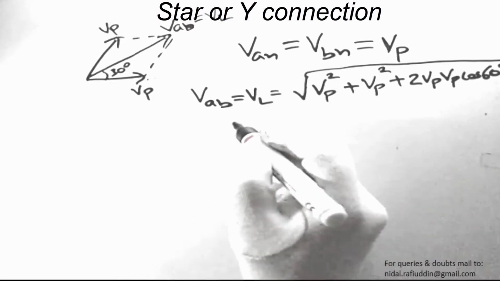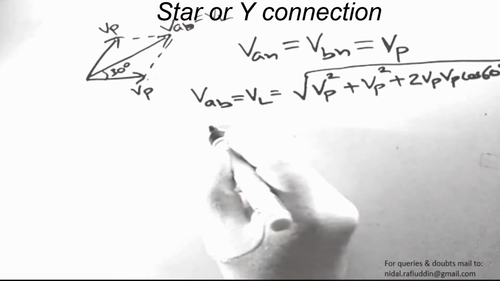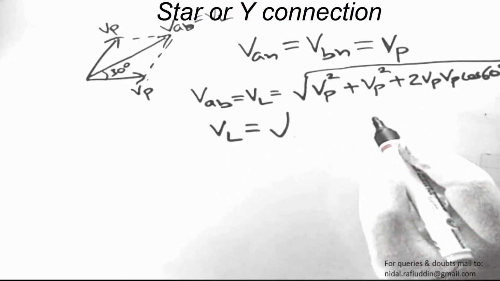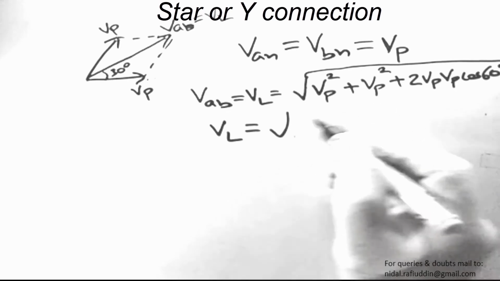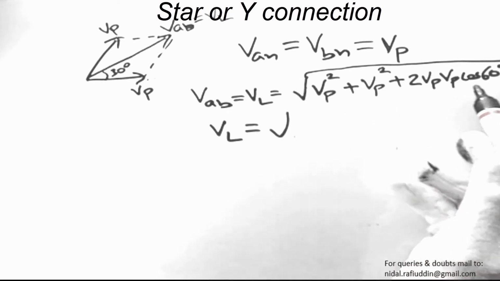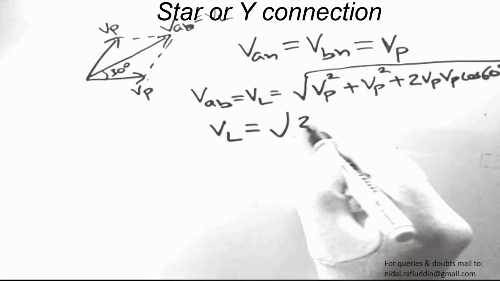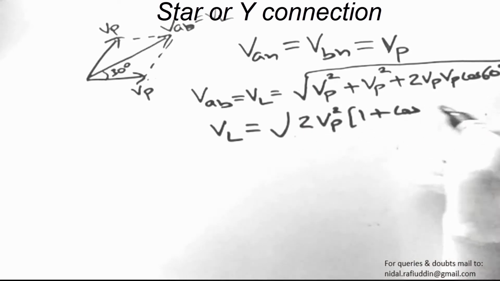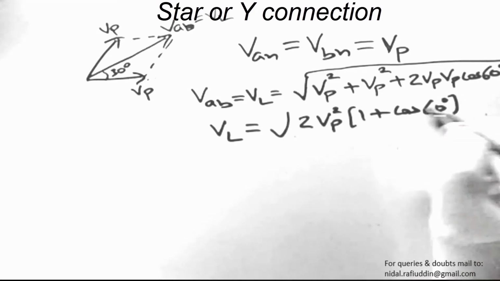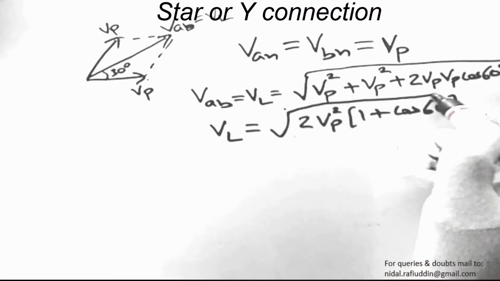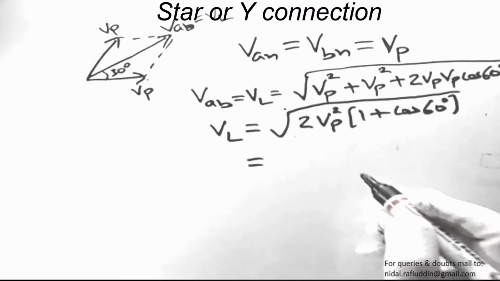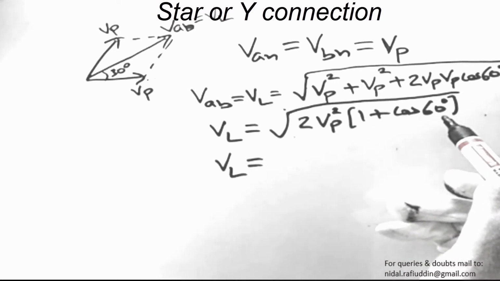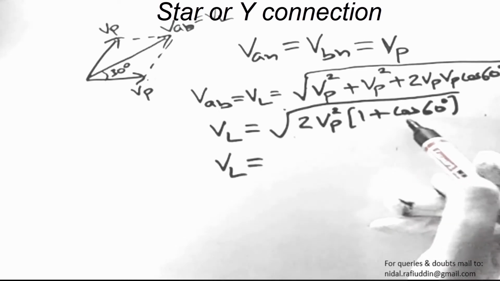So if you further solve this, VAB, which is line voltage VL, can be represented as follows. Simplifying gives us VP squared plus VP squared plus 2 VP squared cos 60 degrees, which is 2 VP squared times 1 plus cos of 60 degrees. On further simplifying, we get VL as the square root of 2 into 1 plus cos 60 degrees, which gives us a value of 3.